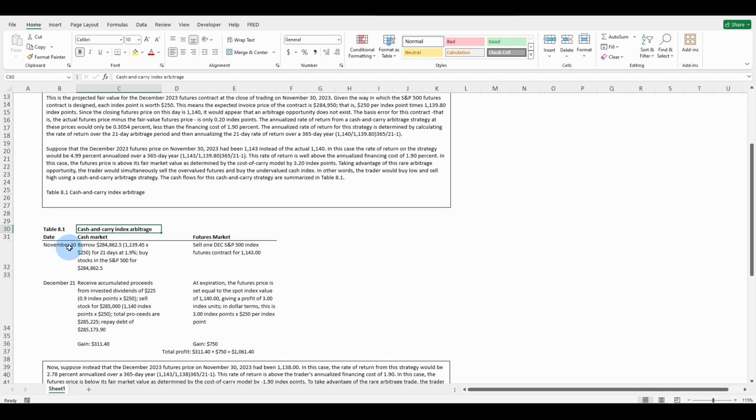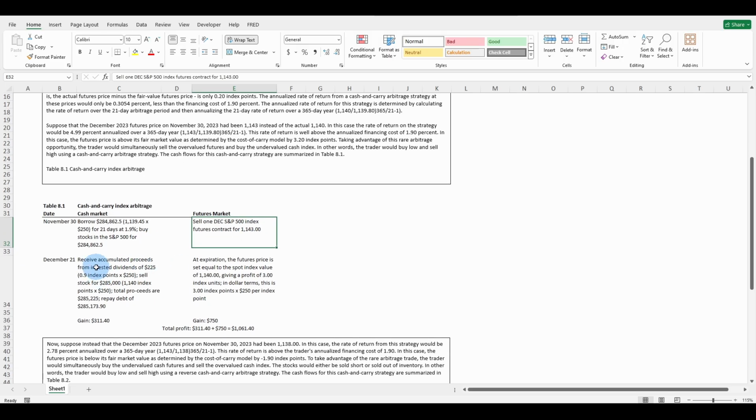On November 30, borrow $284,865 per contract, 1139.45 times 250, for 21 days at 1.9%. Buy stocks in the S&P 500 for 284,865. You buy the index. You sell one December S&P 500 index future contract for 1143.